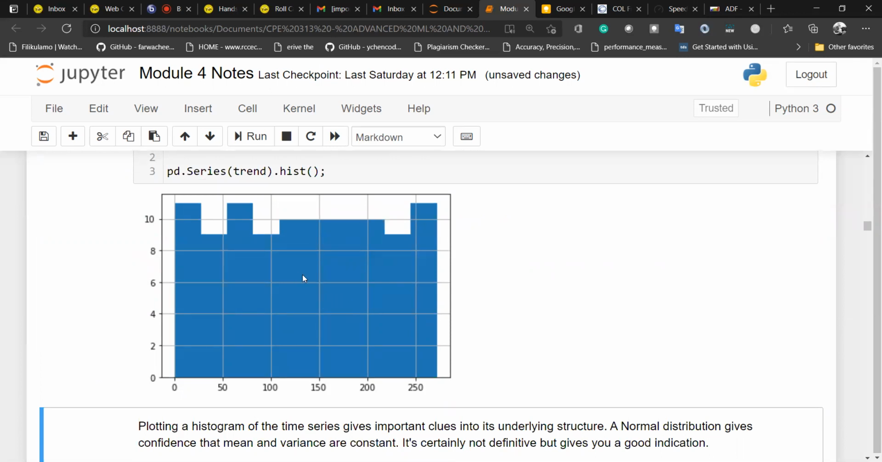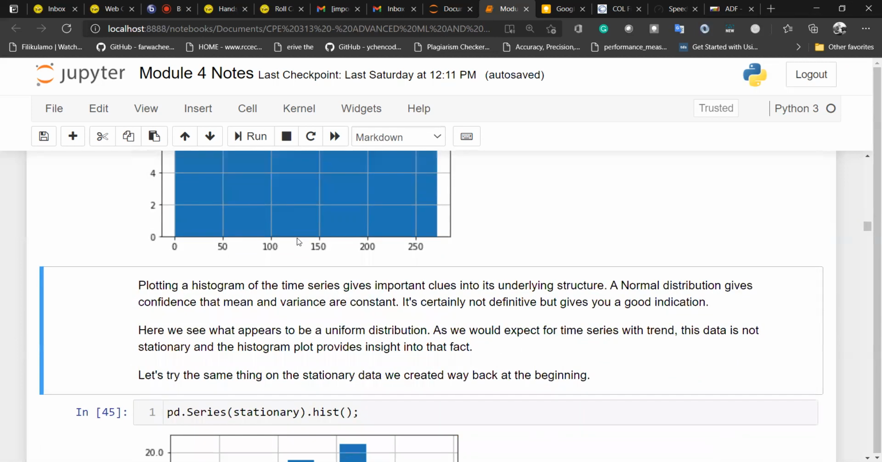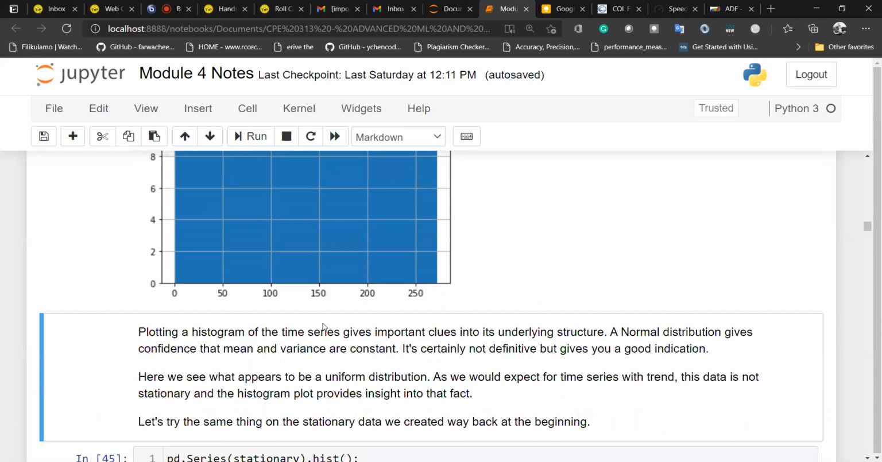So you can see a normal distribution, which gives us a confidence that the mean and the variance are constant. It's certainly not definitive, but gives you a good indication. And also here, you can see what appears to be a uniform distribution. You could expect that for a time series with trend, and this data is not stationary, and the histogram plot provides insight into that fact.